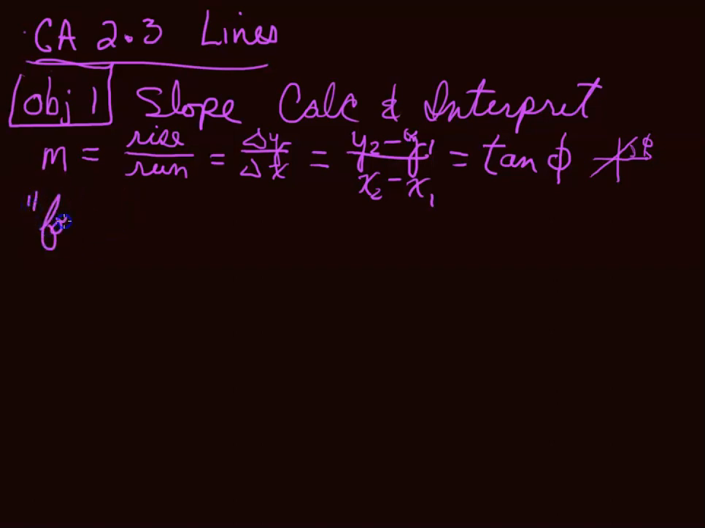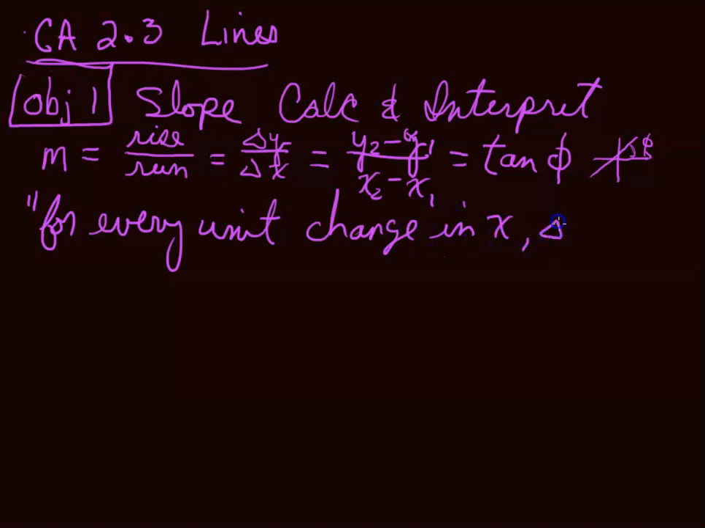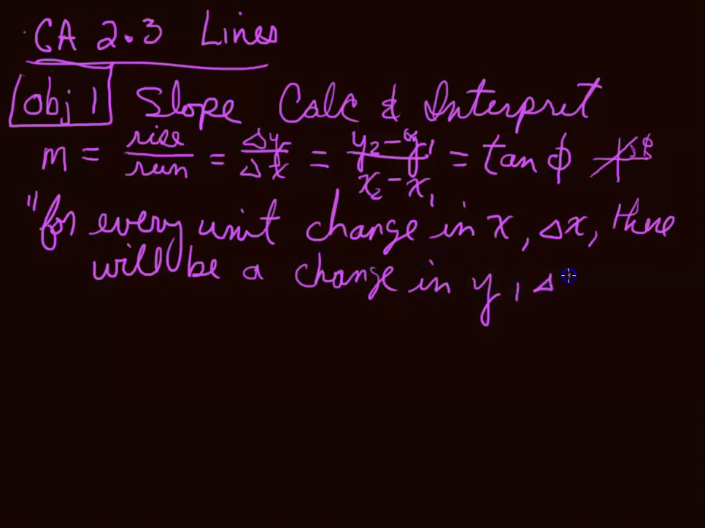This is what we'll say: for every unit change in x, that's that delta x stuff, there will be a change in y. That's that delta y. The delta is used for change. In fact, delta x really means x sub 2 minus x sub 1, and delta y really means that. And that's sort of how we'll mention all this.